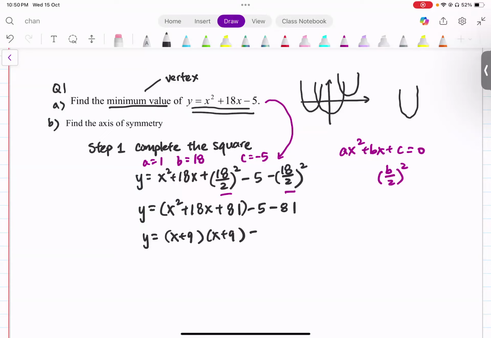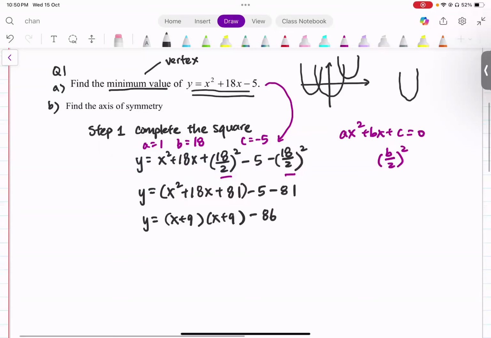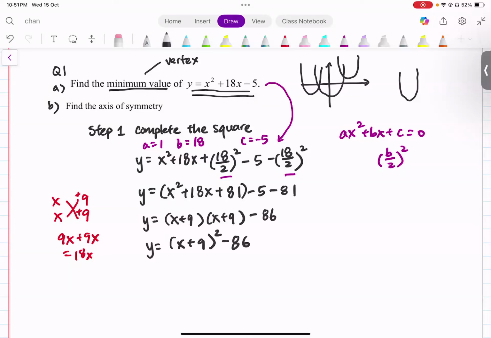By now, you should be able to factor this in your head. But if you can't, you can still do x, 9, 9, and then 9x plus 9x, which is 18x. Add that. That's how I got that. And you need to put it into this format: x plus 9 squared minus 86. So the vertex in here would be negative 9, negative 86.